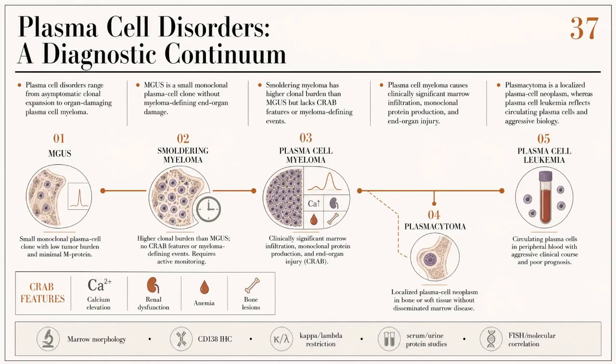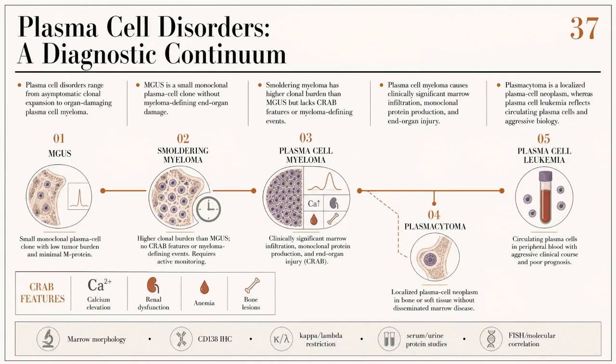Plasmacytomas, localized plasma cell tumors in bone or soft tissue, may precede or coexist with systemic disease. Their diagnosis relies heavily on precise tissue sampling and immunophenotyping. At the aggressive extreme is plasma cell leukemia, a rare leukemic phase marked by circulating plasma cells in peripheral blood and a poor prognosis. This stage demands rapid and comprehensive laboratory evaluation, including flow cytometry to quantify circulating plasma cells and molecular or cytogenetic studies to identify high-risk genetic abnormalities.